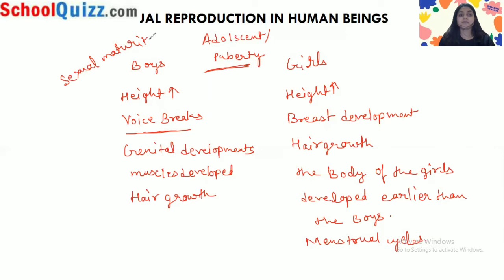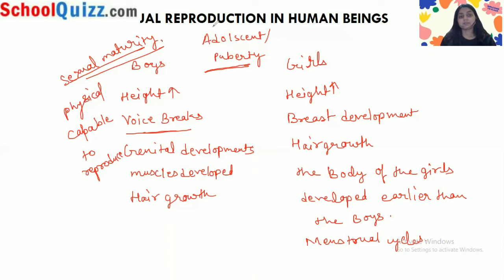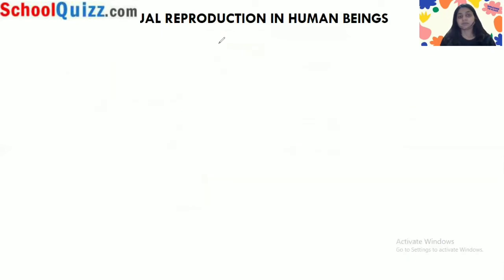So these are the physical changes that happen in your body, and these changes make you physically capable to reproduce, okay. So does reproduction start from this age and remain for the rest of your life? Yes, it does.